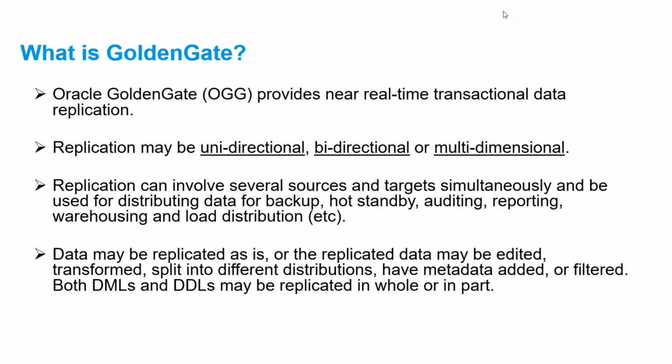Also, Goldengate allows for data transformation as well. That is another point. So transformation means, say for example, on source, in a table you have salary and commission columns. On target you only have a salary column. You want the combination of salary and commission to be replicated to the target salary column. It is possible. So you can transform the data. If you want to add extra columns, like source has 4 columns, target has 8 columns, you can use Goldengate for that purpose. So with Goldengate, the data can be replicated as is, or the replicated data may be edited, transformed, split into different distributions, have metadata added or filtered.